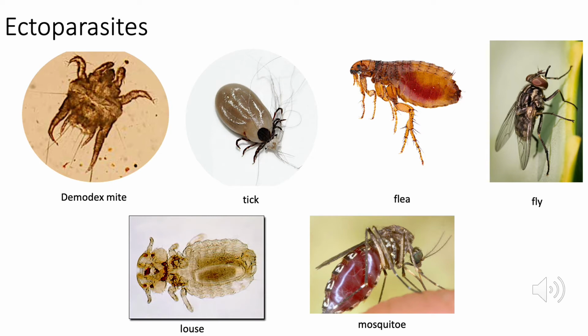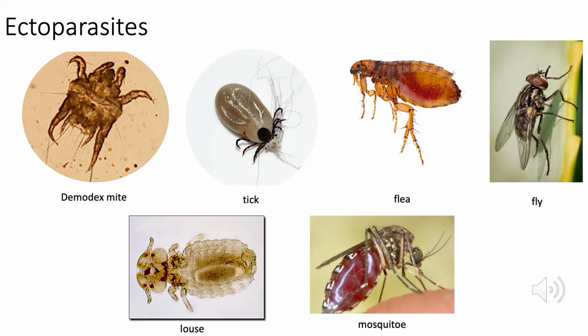Ectoparasites live externally on another animal. Common examples of ectoparasites are mites, ticks, fleas, flies, lice, and mosquitoes. One investigation found that horses can lose up to half a liter of blood per day from fly bites. In a separate study, it shows that the presence of flies is associated with reduced weight gain and milk production in cattle.